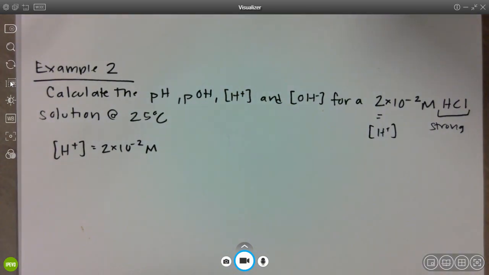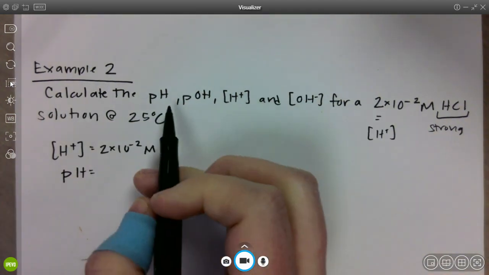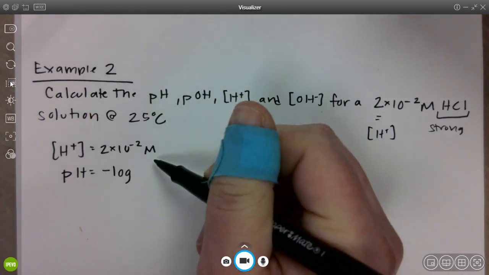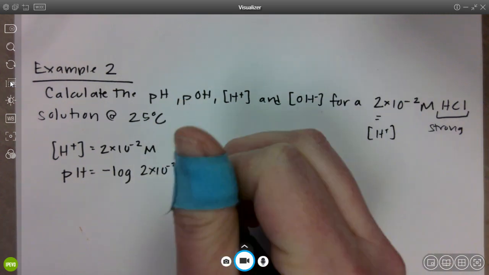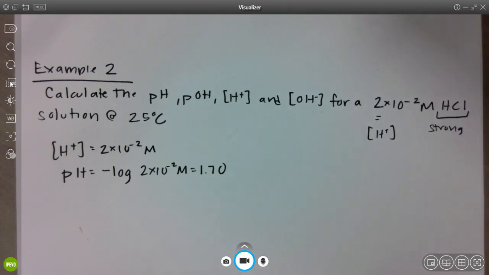So we know that. If we know our concentration of our H plus, we can find our pH value. So I've got my pH equaling the negative log of my H plus concentration, 2 times 10 to the negative 2nd molar, and that equals 1.7. Okay, so if I know my H plus concentration, I can find my pH pretty easily. Now, stop and think about how you're going to find your pOH or your OH minus concentration, because we got two options for it.